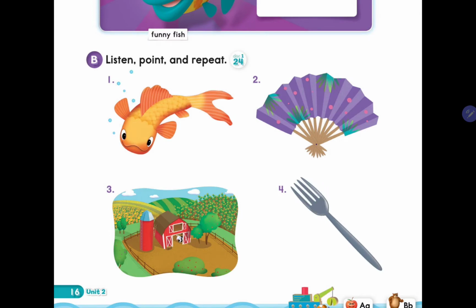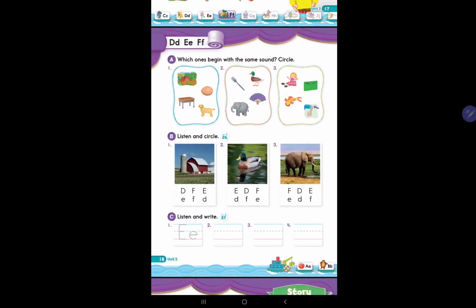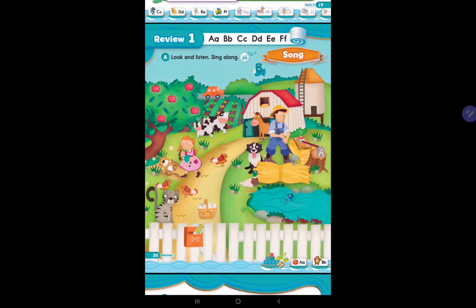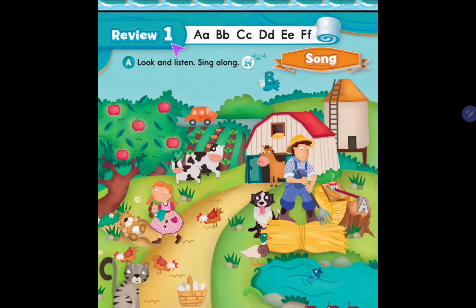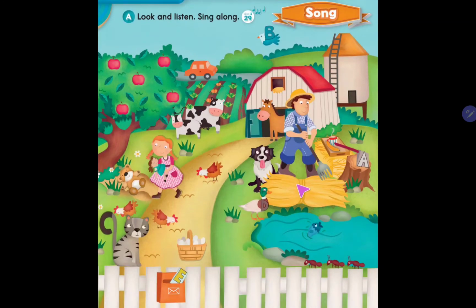Okay, today we are going to review everything we learned. So we are first going to start off with a song. So let's have a look at this picture. Review one, review A, B, C, D, E, F. Look and listen. Sing along. So we are going to sing about this picture.